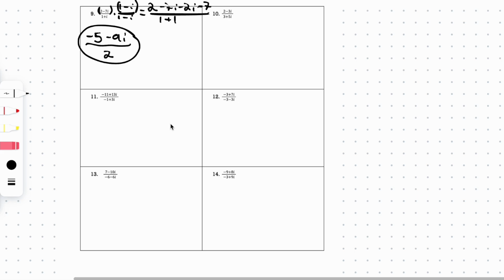Now let's jump around to another problem. Let's do this one down here. Let's do 12. Okay, so here I'm going to multiply by the conjugate. So the conjugate of negative 3 minus 3i is going to be negative 3 plus 3i.